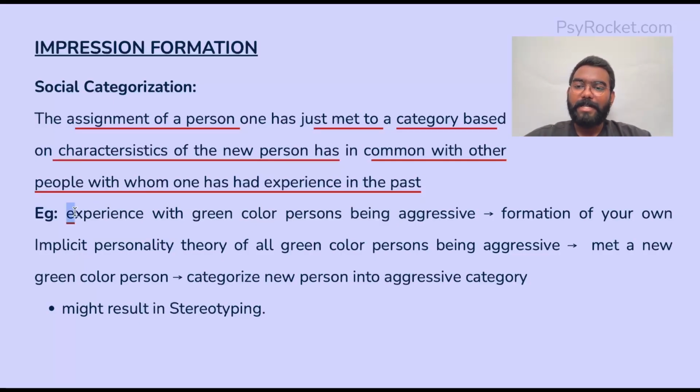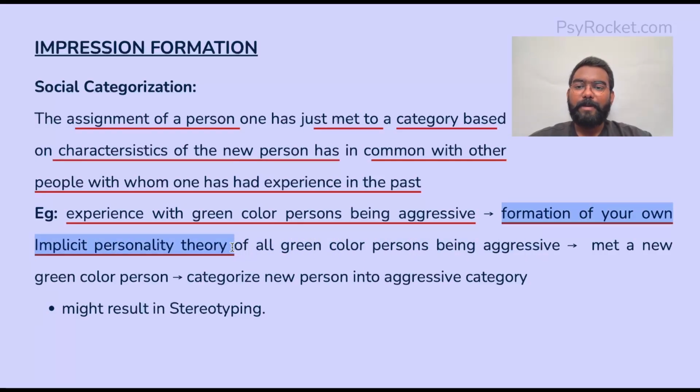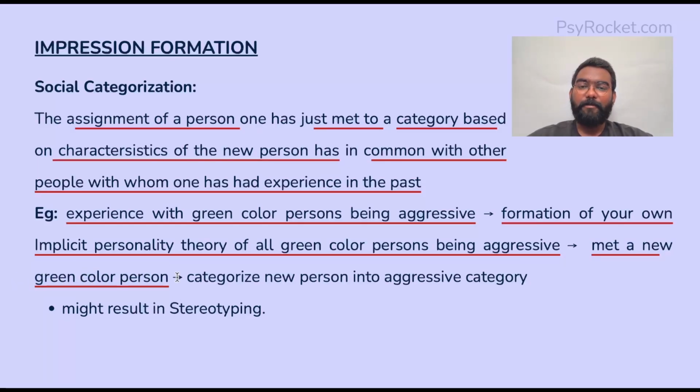Suppose you have had past experience with green color persons being aggressive. I removed black or white just to maintain a neutral stand. You experienced that green color persons are more aggressive. What you will do, you form your own implicit personality theory that all green color persons are aggressive. Now you met a new green color person. As soon as you meet a new green color person, what will be your first impression? They are aggressive. Then you will definitely categorize the new person into the aggressive category.